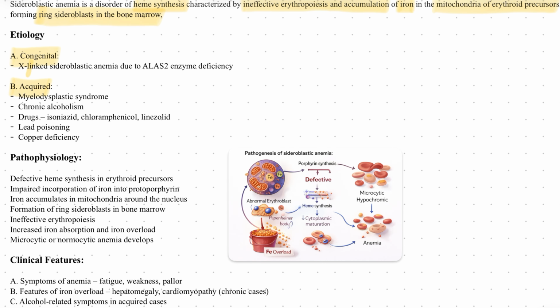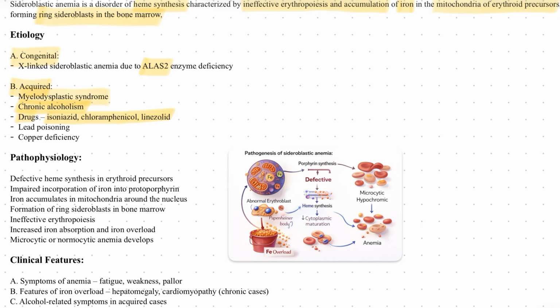Then coming to etiology, we have congenital and acquired. In congenital, we have X-linked sideroblastic anemia due to ALAS2 enzyme deficiency. Then in acquired, we have myelodysplastic syndrome. Somewhere in the videos I told you myelodysplastic syndrome will be a complication of some anemia. You can use the comment section for answering it.